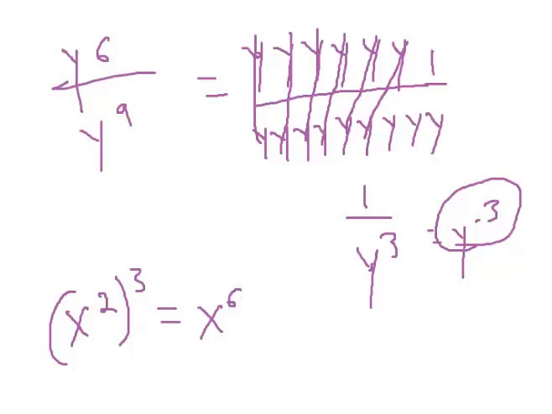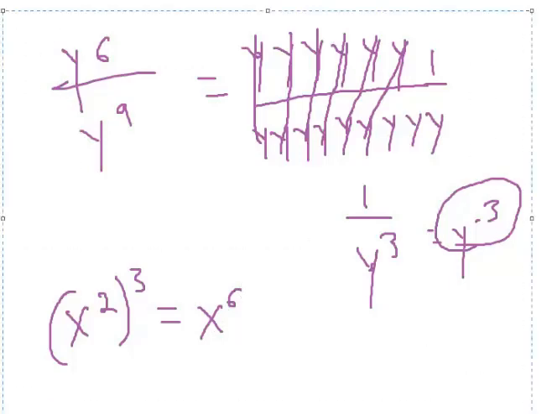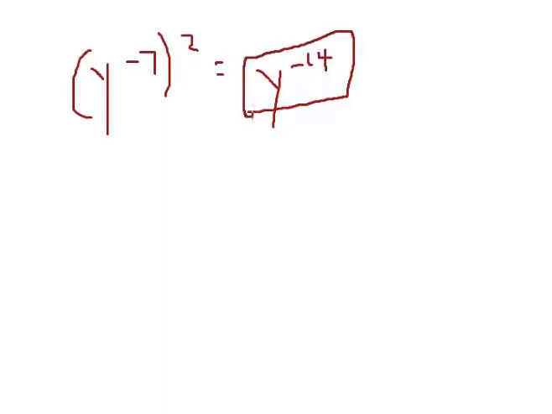What if you throw some negatives in there? Let's do another example over here. What if you have y to the negative seventh raised to the second? Well, again, you'd multiply the exponents. Y to the negative seventh to the second is y to the negative 14th, which is the same thing as 1 over y to the 14th.